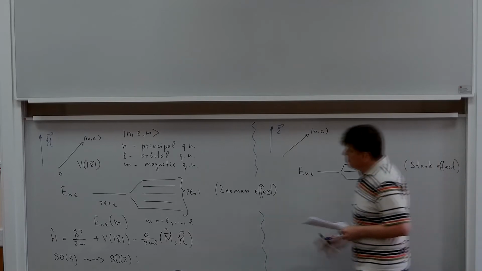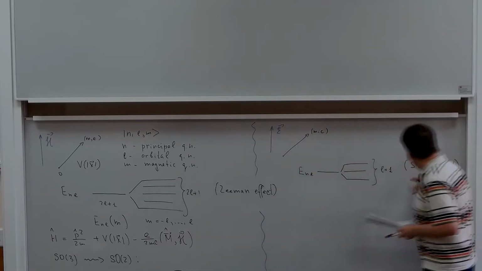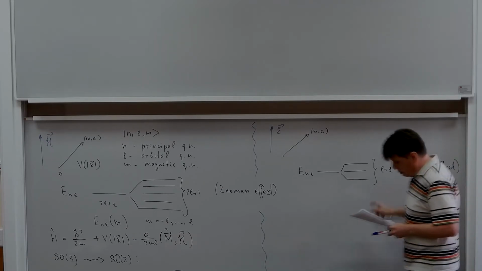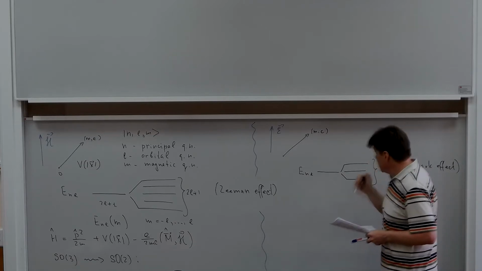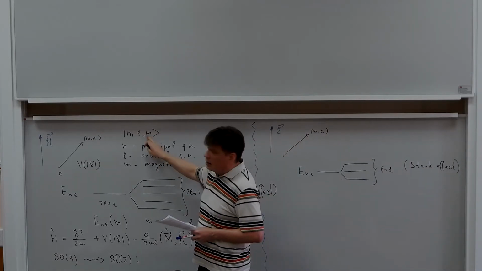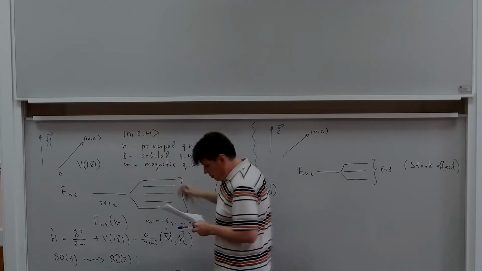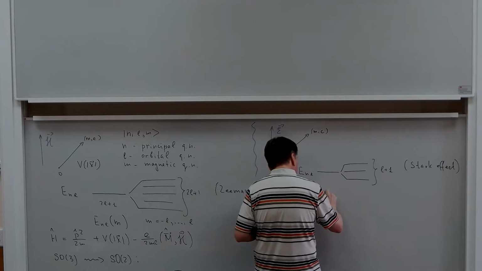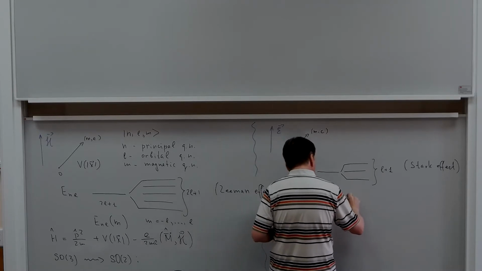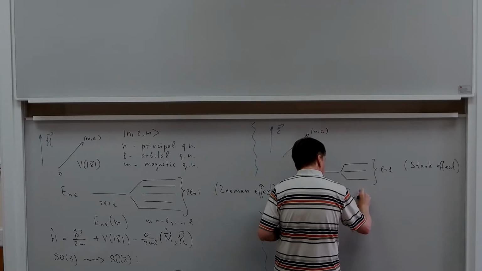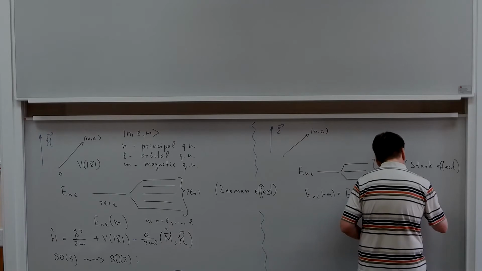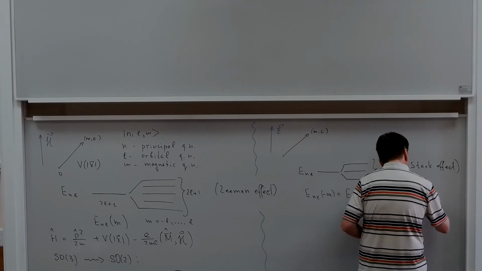But contrary to the Zeeman effect, the Stark splitting is not complete. There remains a twofold degeneracy with respect to the sign of the magnetic number. That is, E n l minus m is equal to E n l m, where m runs from minus l to l.